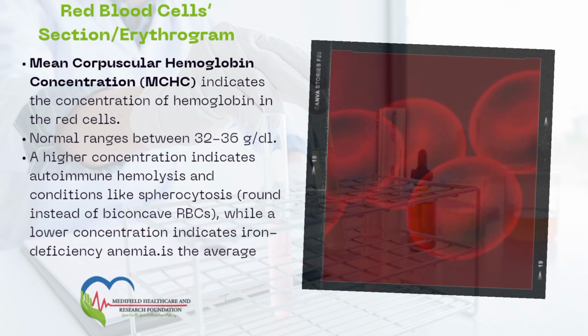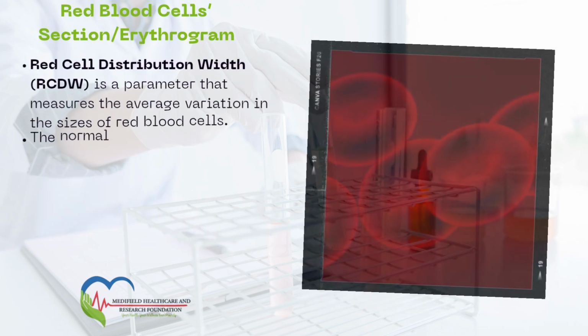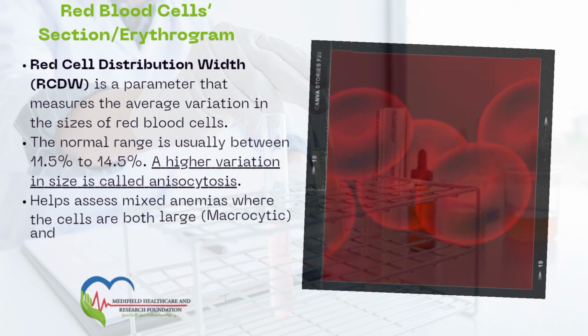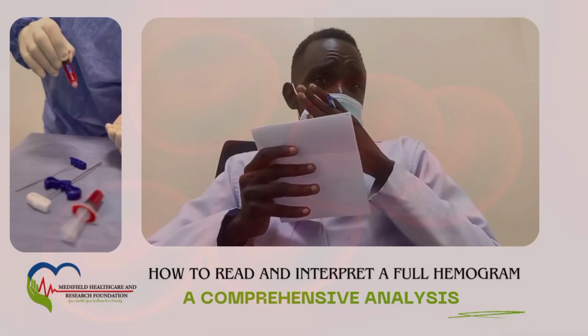And then a lower count, of course, is usually signaled in iron deficiency anemia. The second last part I want us to look at, which is very important, is the red cell distribution width. The red cell distribution width measures the average variation in sizes of red blood cells. The sizes should not vary too much. The range is usually around 11.5 to 14.5.